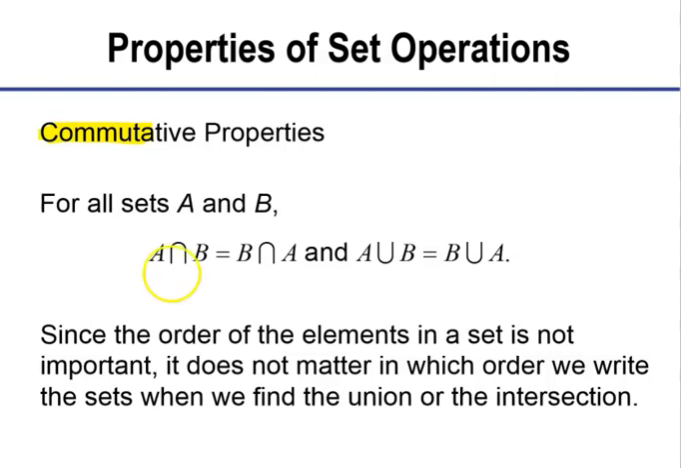Notice A intersection B is identical to B intersection A. The order that you do these in, same as A union B and B union A, does not matter. The reason is the order of elements in a set does not matter. So A intersection B is identical to B intersection A. Same thing with A union B and B union A.